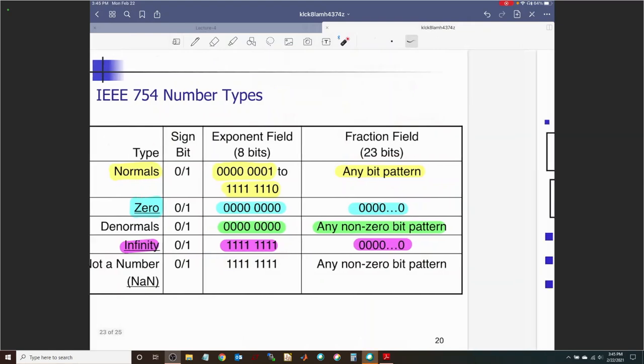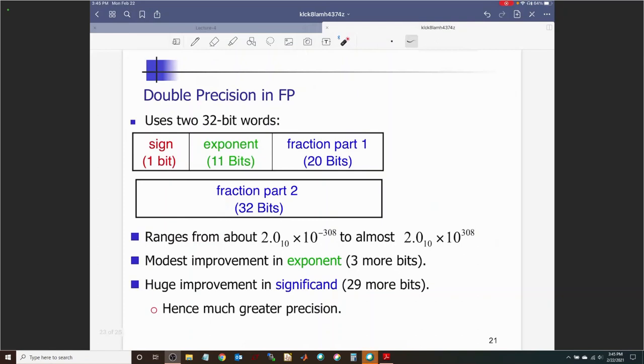Alright, now let's talk about the double precision format, but we are not actually going to go through examples over here, because all that has happened is now we are using two 32-bit words instead of one 32-bit word. So only the size has increased. So let's talk about the size here.